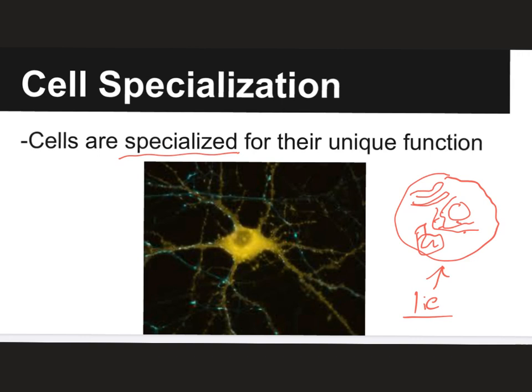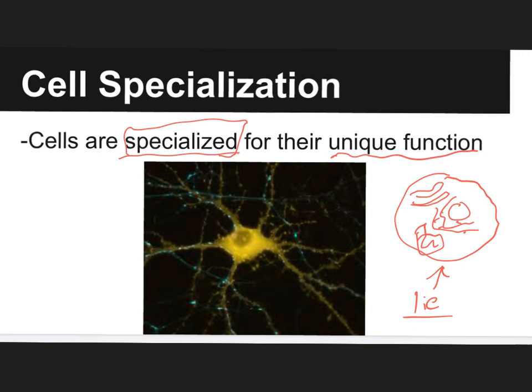This is sort of like the prototype cell, like the everything cell, but actual cells that are within your body are very specialized. They have a special shape. Oftentimes that shape is not round. They have a special composition of different organelles and arrangement of those organelles for their unique function.